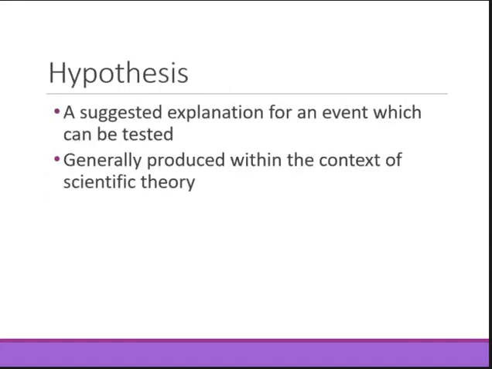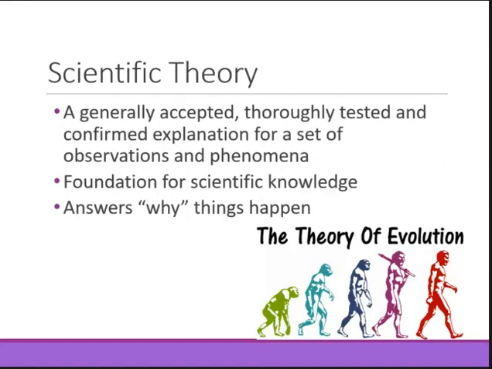Now, what is a hypothesis? A hypothesis is a suggested explanation for an event which can be tested. It's generally produced within the context of scientific theory. Scientific theory is a generally accepted, thoroughly tested, and confirmed explanation for a set of observations and phenomena. This scientific theory is the foundation for scientific knowledge. Again, it answers why things happen.